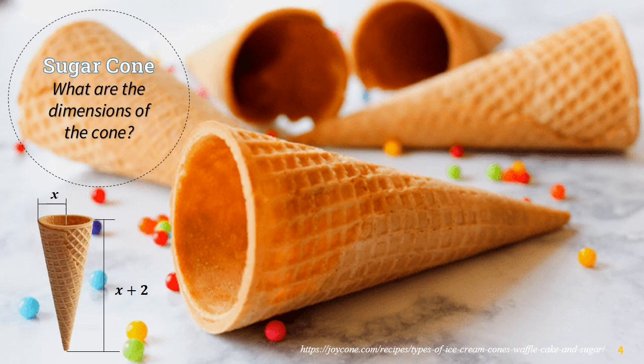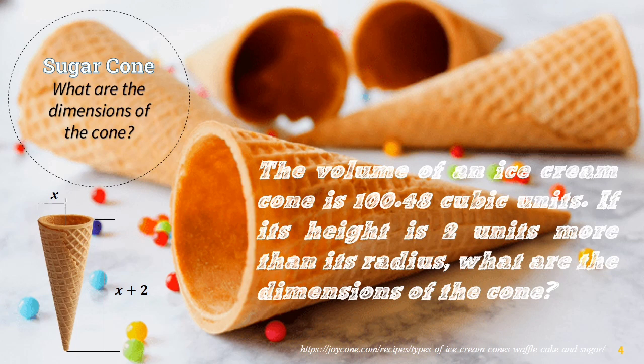As we start, let us take this problem. The volume of an ice cream cone is 100.48 cubic units. If its height is 2 units more than its radius, what are the dimensions of the cone?